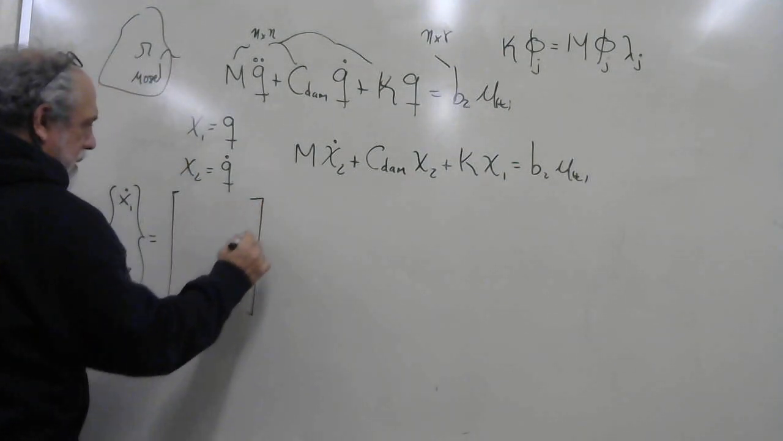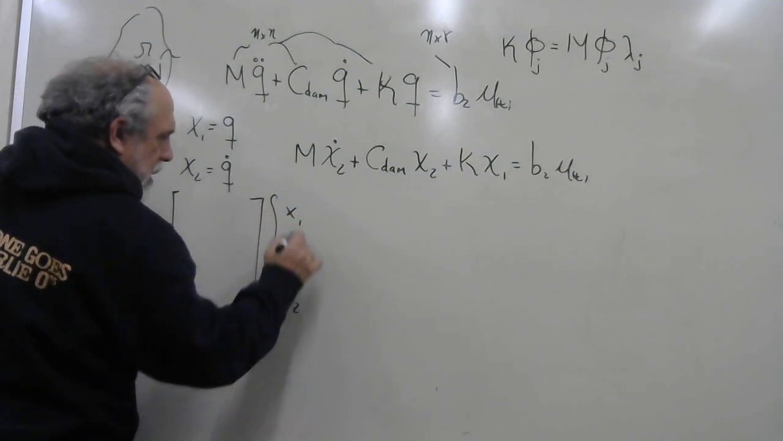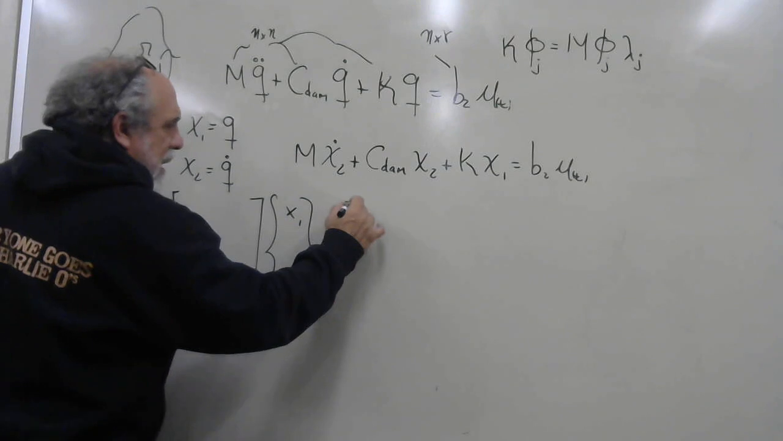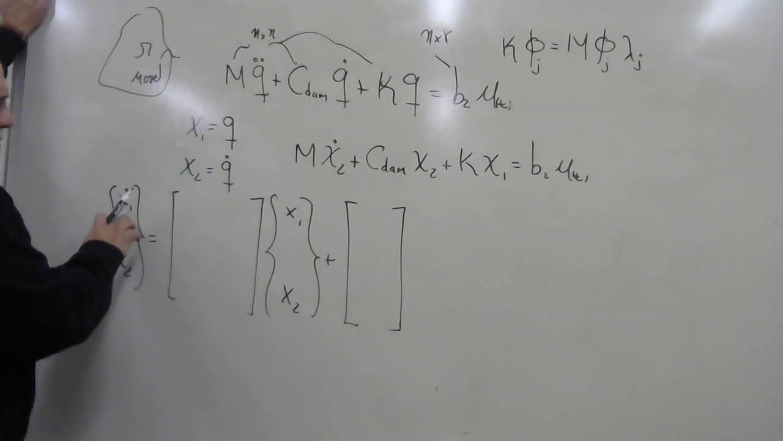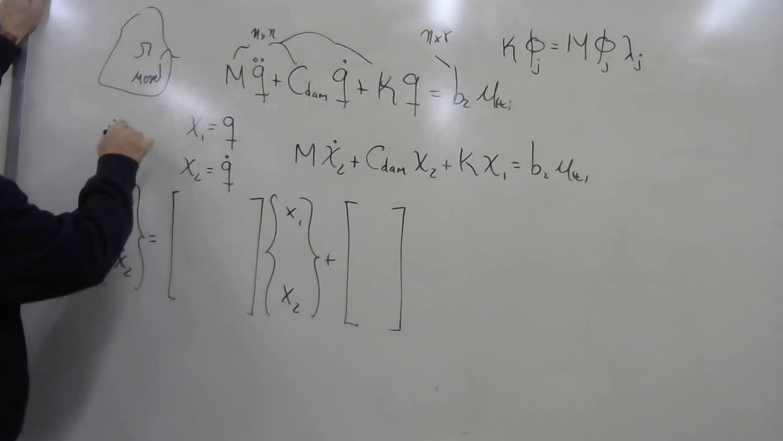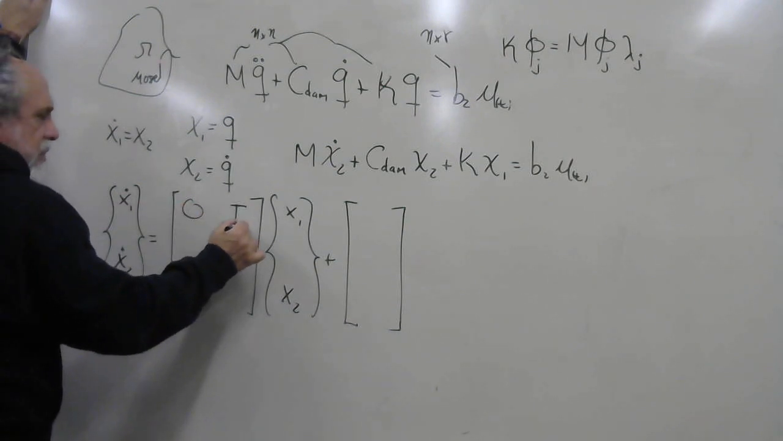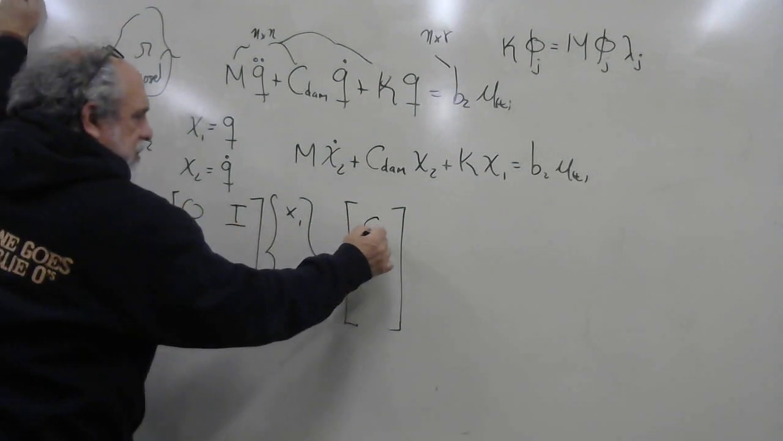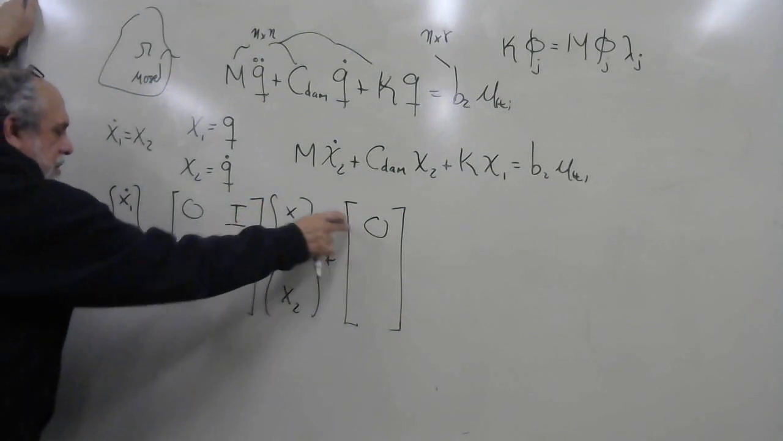x1 dot, and then here we're going to put x1 and x2. We're going to do a fill in the blank situation like this. So for example, x1 dot is x2, right? x1 dot is x2. So that's it. The first partition of this system reads 0 x1 plus x2 plus 0 is x1 dot.